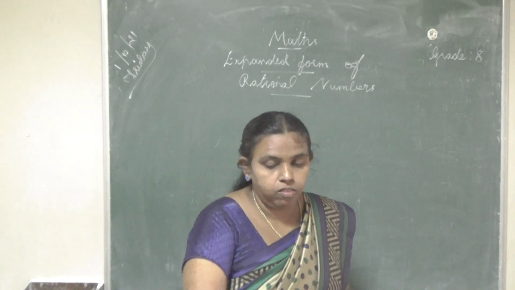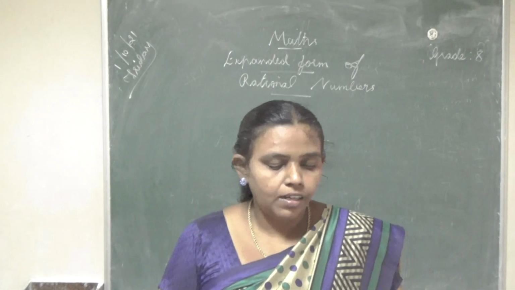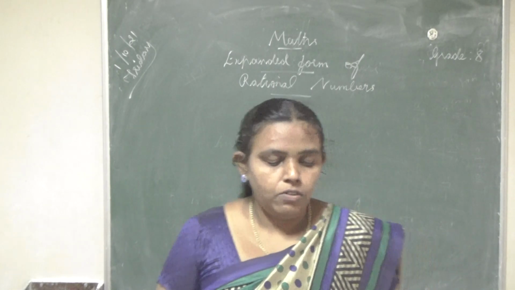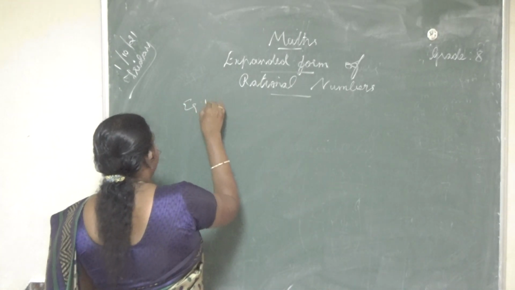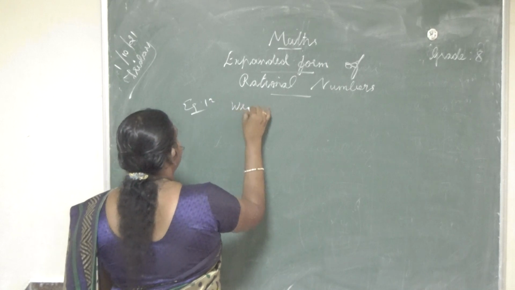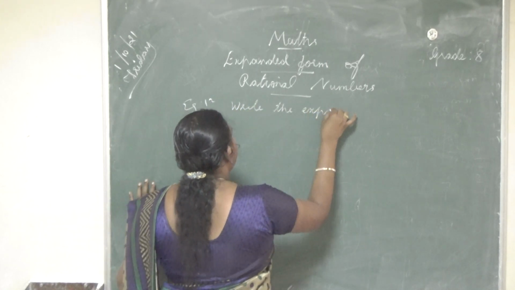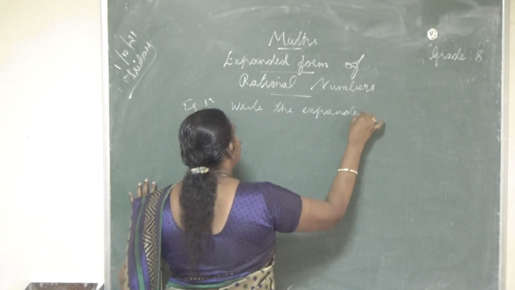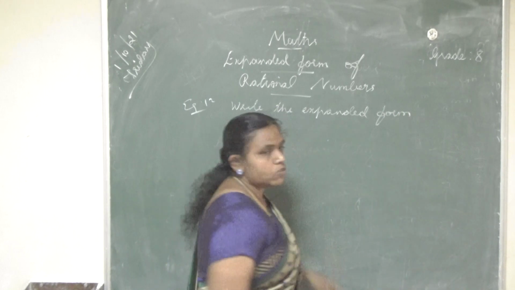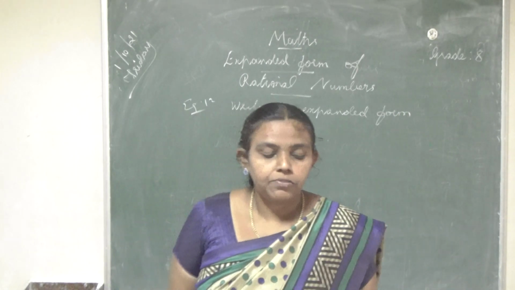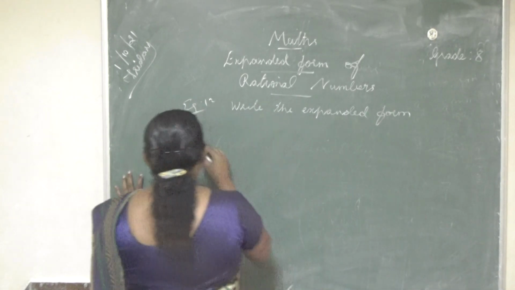So, in your book, example 12, page number 32. Write the expanded form of the following decimal numbers. Example 12. Write the expanded form of the following rational numbers. So, we are going to write the expanded form. So, first problem, 24.71.